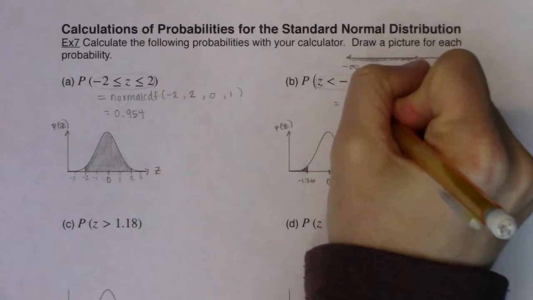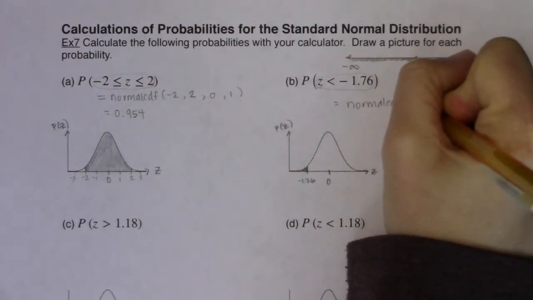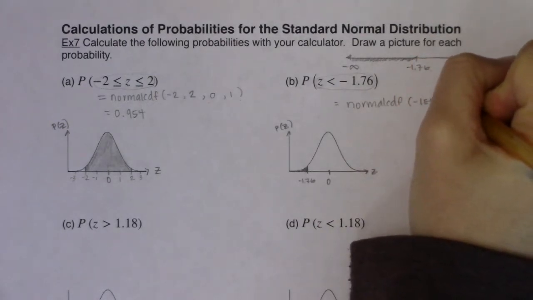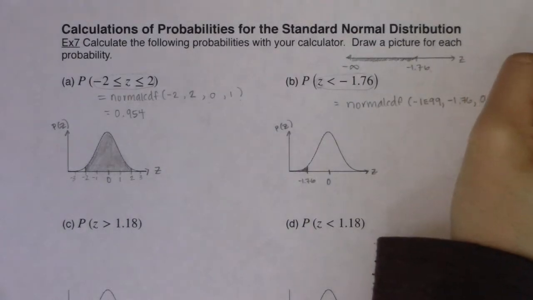Okay, so we were just going through. This is still going to be, it's always normal CDF. We're going to go low, which will be negative infinity. High, which would be negative 1.76. Mean of 0, standard deviation of 1.